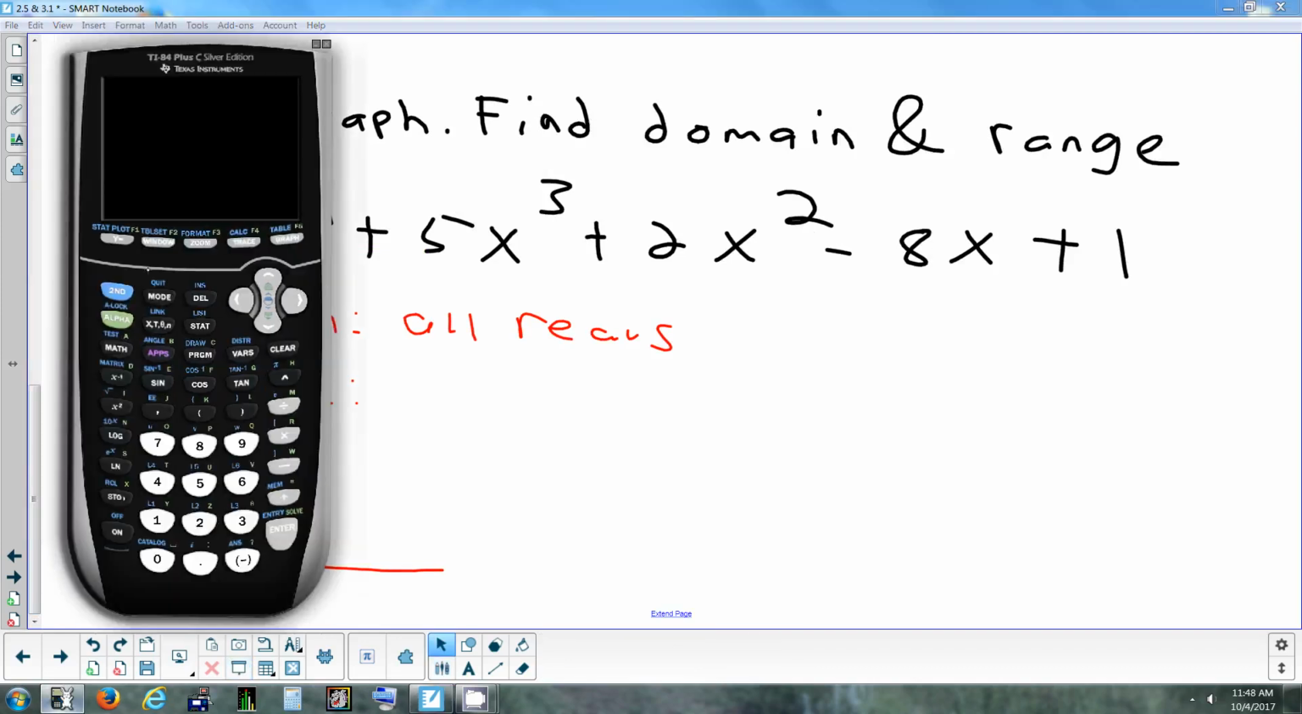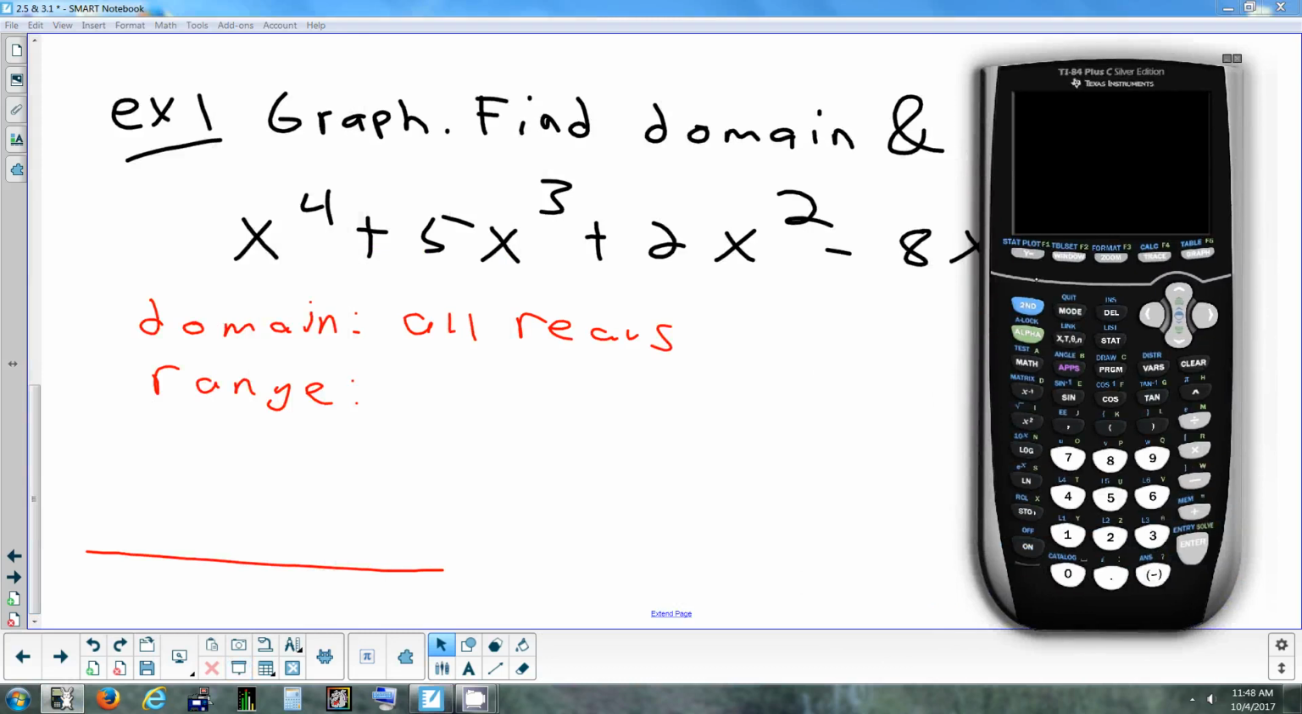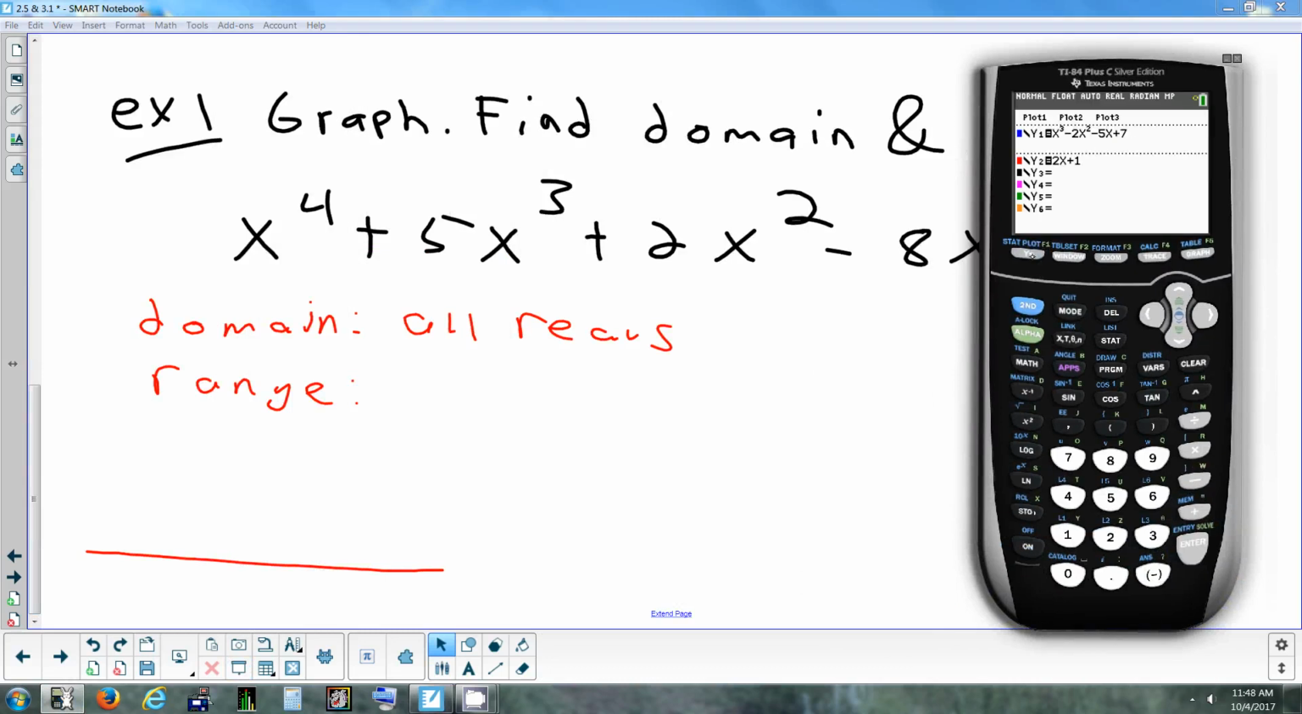Okay, but the range. It's a fourth degree polynomial. Is this the kind of polynomial that's going to go up forever and down forever? No, it's a W shape, or it could be a W shape. So it's going to go in one direction forever, but not the other.